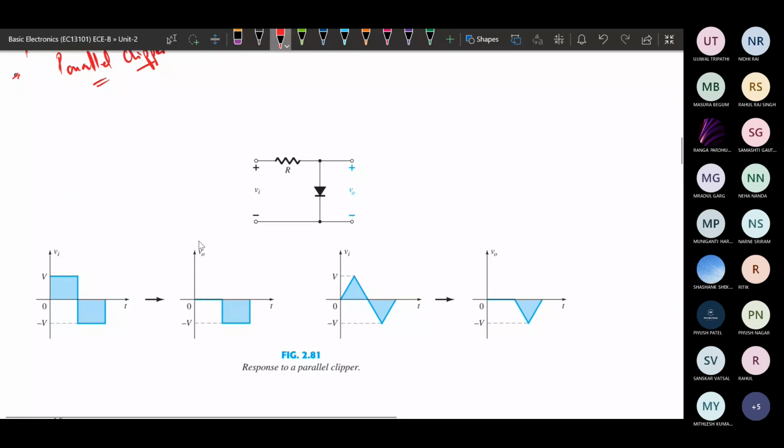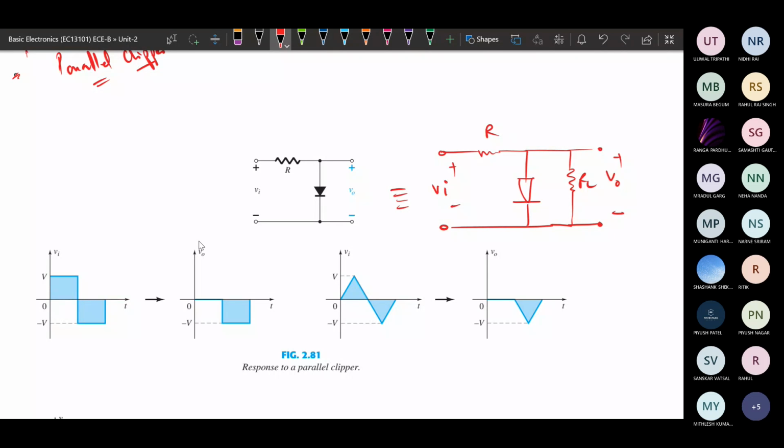So we can just redraw. So here this is the diode, and here a load resistance is there. So the load resistance is parallel with the diode. So whatever the load resistance voltage is there, the same voltage will be across the diode. Okay, so that's why it is not written here. These are like equivalent circuits.